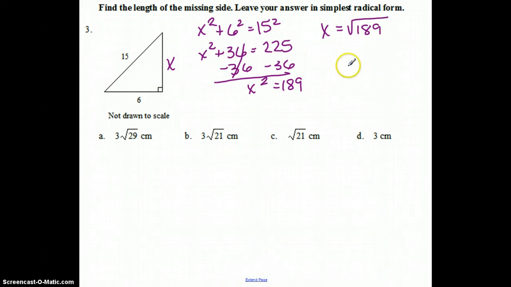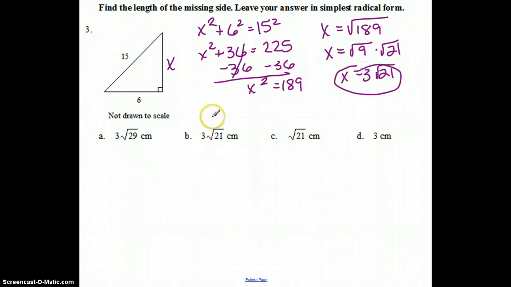So I try to find some perfect square factors that will go into this, and I can see that 9 does. So 9 times 21 is going to give me 189. The square root of 9 is 3, and I can't do anything else with the 21. So it's 3 square root of 21, which gives me an answer of B.